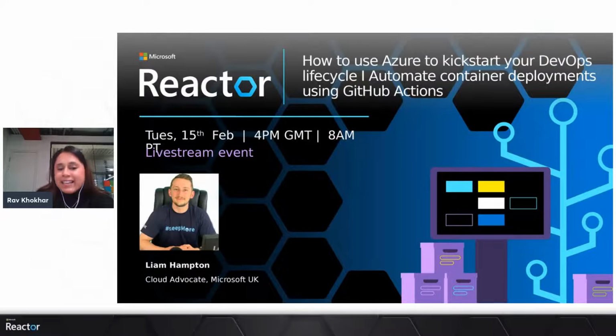Today is the second episode of the How to Use Azure to Kickstart Your DevOps Lifecycle series, and today's topic is Automate Container Deployments Using GitHub Actions. This session will be led by Liam, who is our Regional Cloud Advocate at Microsoft.